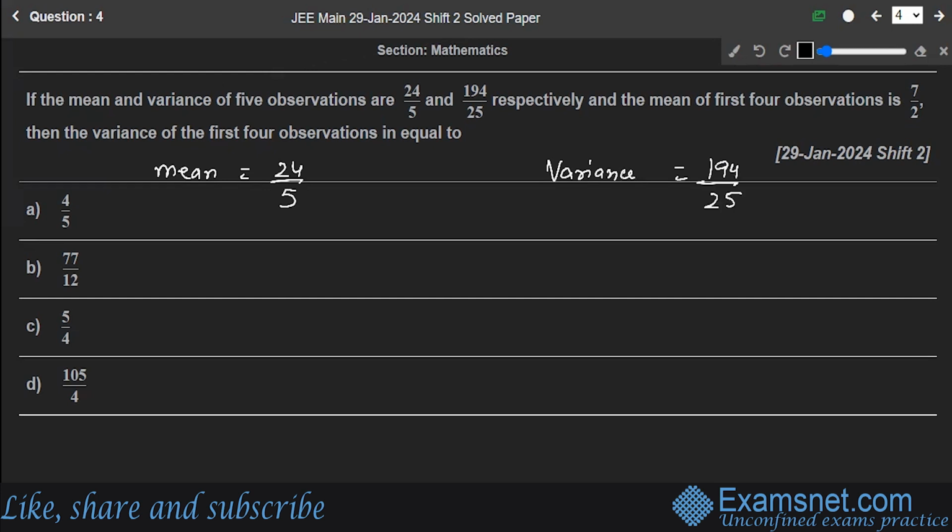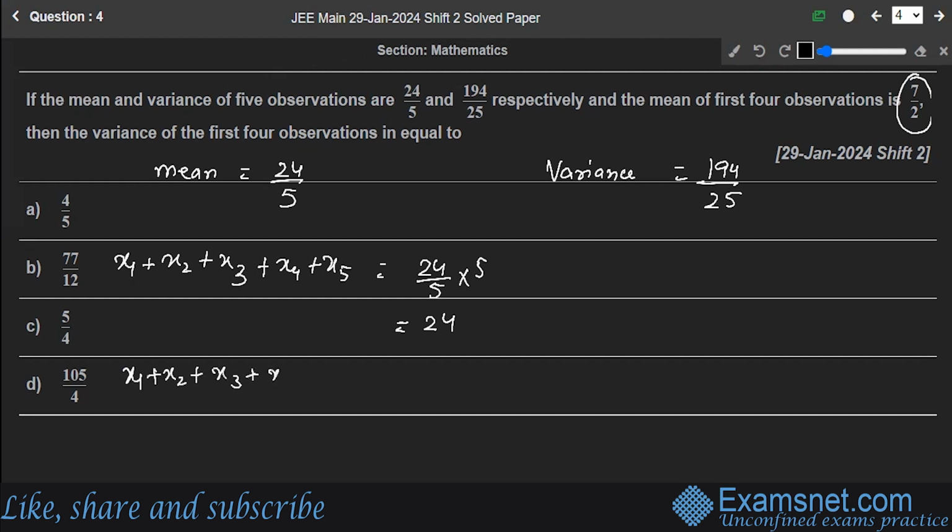Mean is given by the sum of the terms. We have 5 terms. Let's say them: x1 plus x2 plus x3, x4, x5. This is equal to 25 by 5. You have 5 terms. So the sum is equal to 24. And you're also given that the mean of the first 4 terms is equal to 7 by 2. If I divide both sides by 4, you will have x1 plus x2 plus x3 plus x4 divided by 4 plus x5 by 4. This is equal to 6.